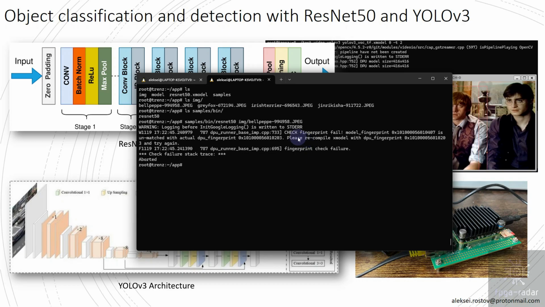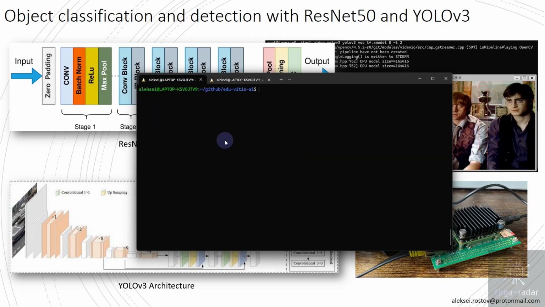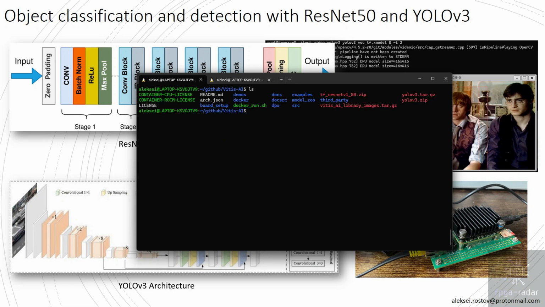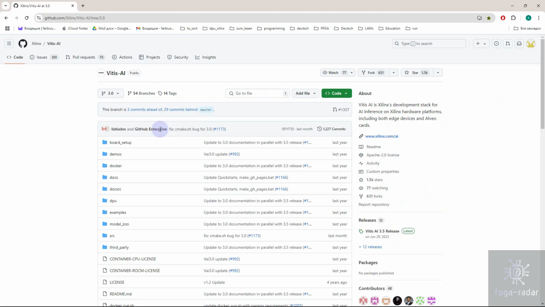So okay, for doing this, we will go a little bit higher. Here I have the Vitis AI folder. This is from the Zynq repository. I will open the website of the Vitis AI folder. Okay, so here we are. We are using version 3.0.